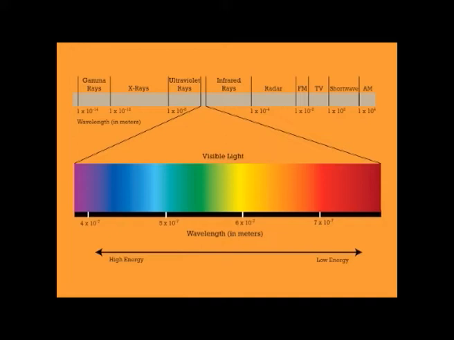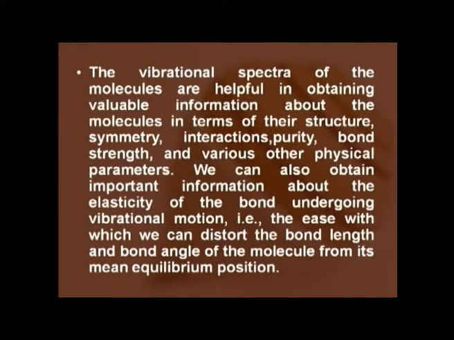The essential criterion for a molecule to show such a spectrum is that there should occur a change in the configuration of the molecule, that is, a change in the dipole moment of the molecule vis-a-vis a particular vibrational mode of motion. The vibrational spectra of molecules are helpful in obtaining valuable information about the molecules in terms of their structure, symmetry, interactions, purity, bond strength, and various other physical parameters. We can also obtain important information about the elasticity of the bond undergoing vibrational motion, that is, the ease with which we can distort the bond length and the bond angle of the molecule from its mean equilibrium position.